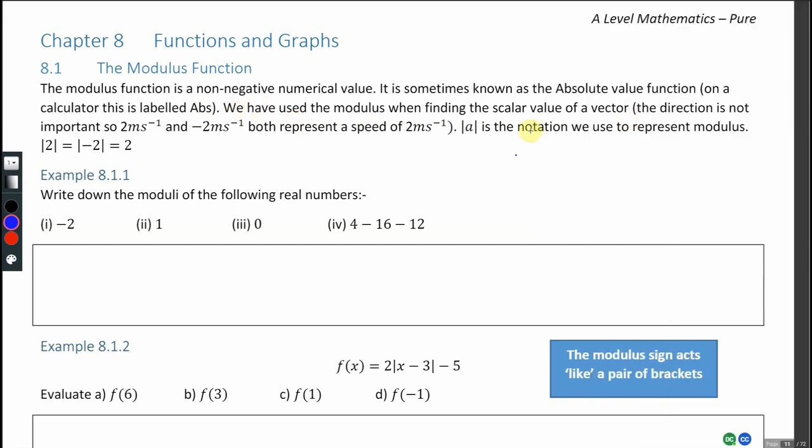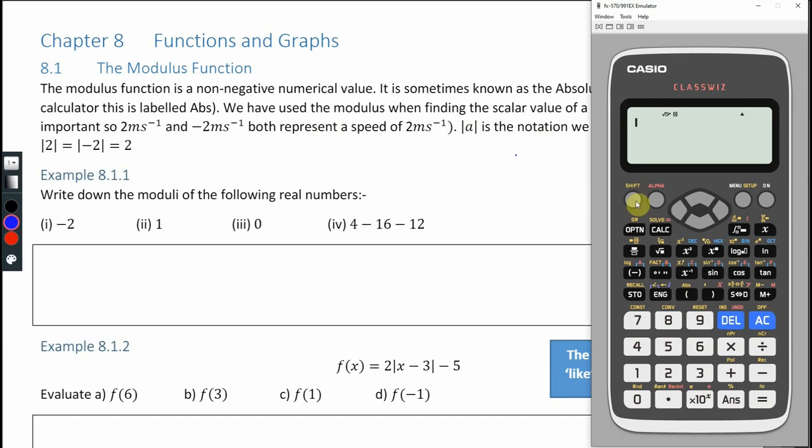We have used the modulus when finding the scalar value of a vector. That's where the direction is not important. So 2 meters per second and minus 2 meters per second, if they were velocities, they both represent a speed of 2 meters per second. So velocity is a vector, speed is a scalar. If we do the modulus, or the absolute value, of the vector velocity, it gives us the scalar speed. A with vertical lines around it is the notation we use to represent modulus. So for example, the modulus of 2 is the same as the modulus of minus 2. They both equal 2.